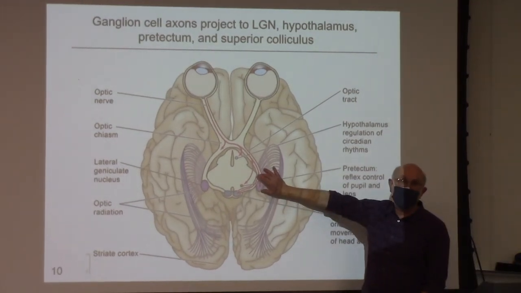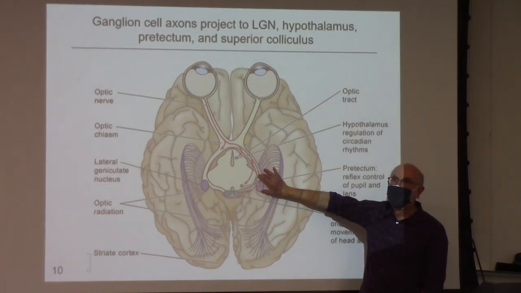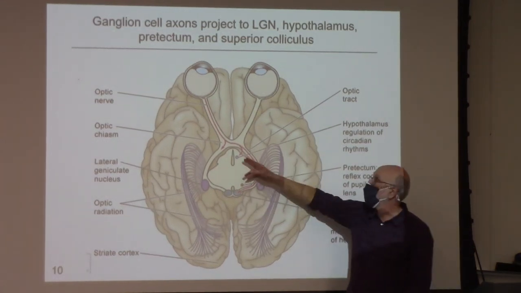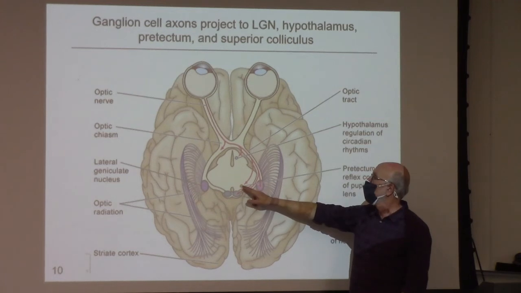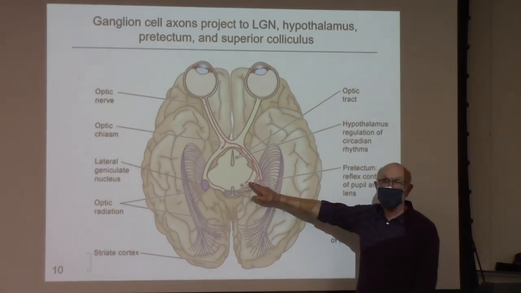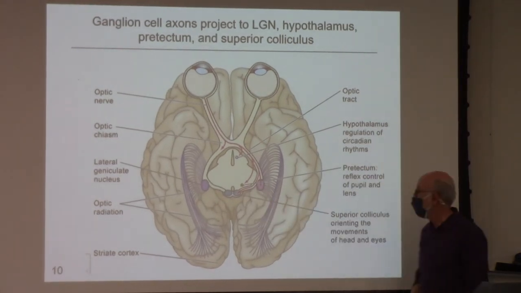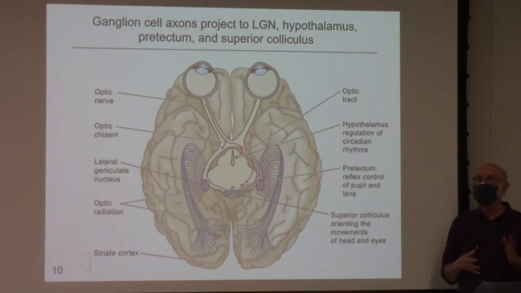The lateral geniculate nucleus is the part that's important for vision. But we also use light to control our diurnal cycle, to control the pupillary diameter, and to control balance and movement.